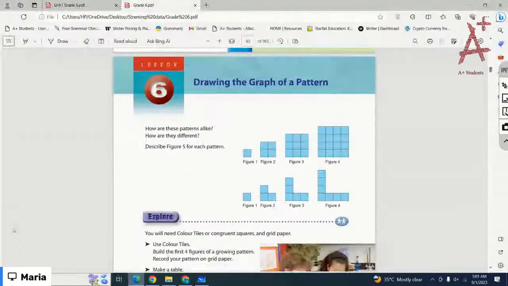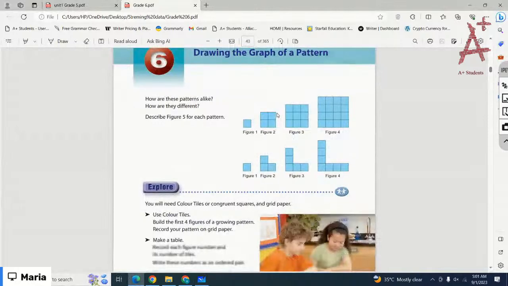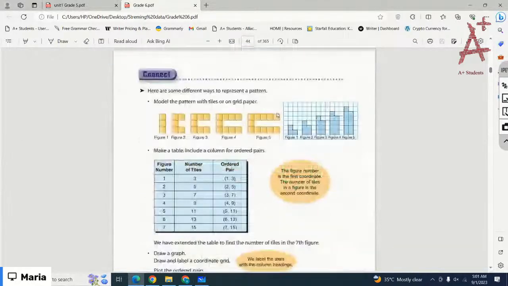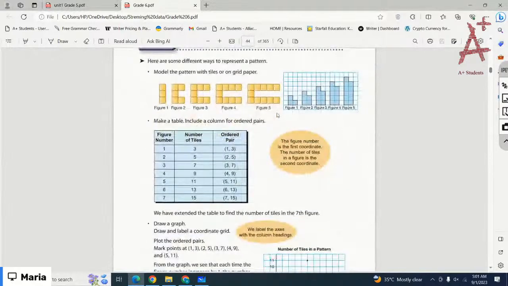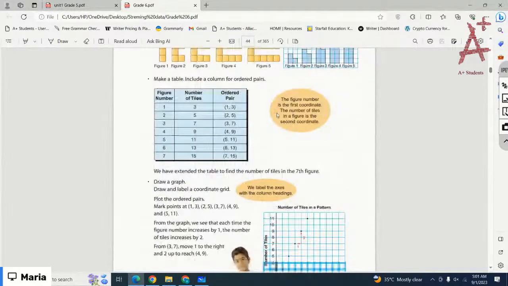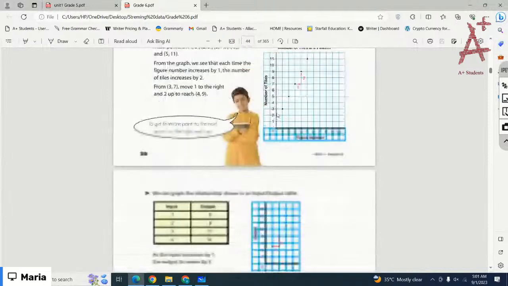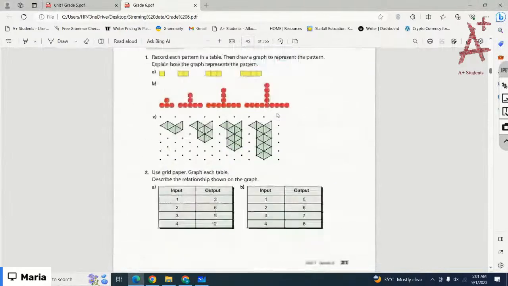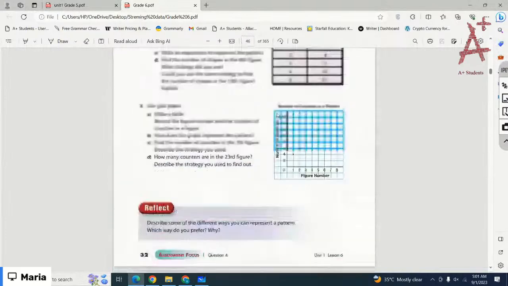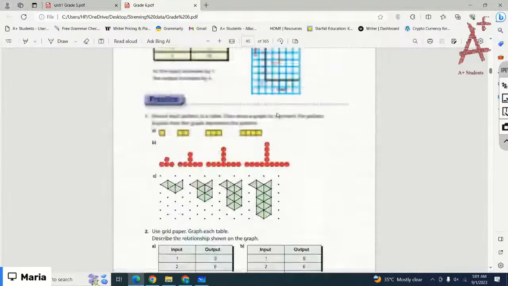Okay, here I'm on lesson 6, chapter 1. It is drawing the graph of a pattern. Let's just start with the first example. Record each pattern in a table. Then draw a graph to represent the pattern. Explain how the graph represents the pattern. Okay, let's just start with A, right?